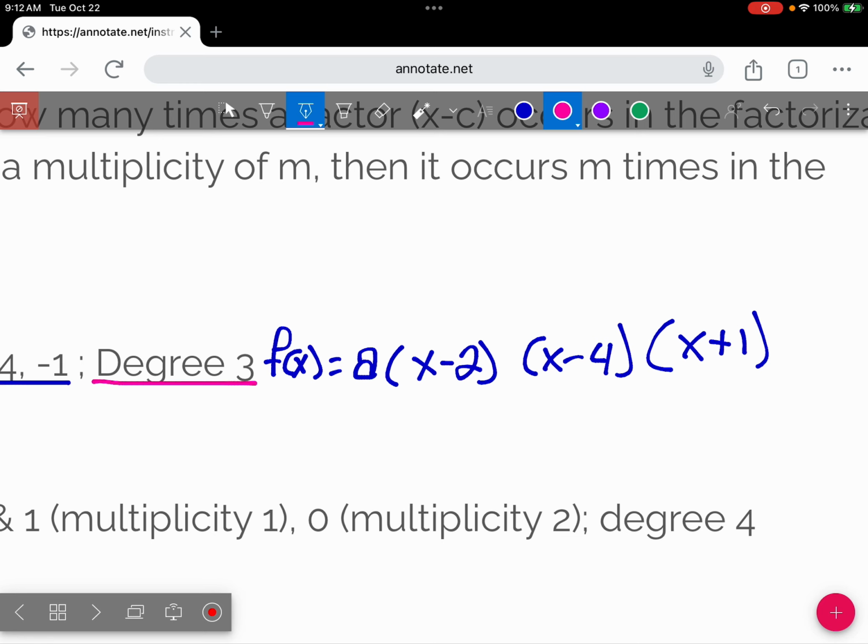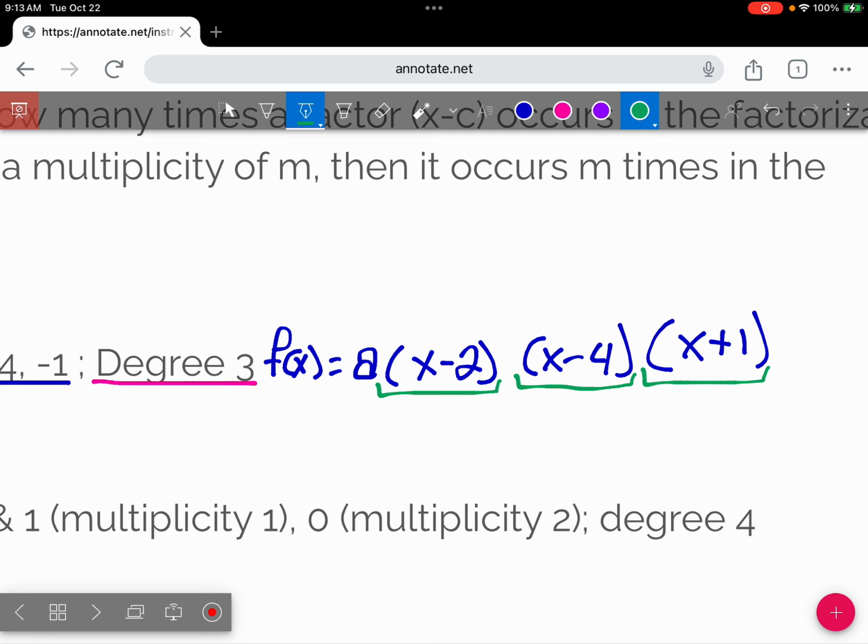So that's not any different. Each of these factors here has a multiplicity of 1. Each of these factors occurs 1 time in our function. By default, factors have a multiplicity of 1, that they happen once. If it does not have a multiplicity of 1, we will tell you what that is.